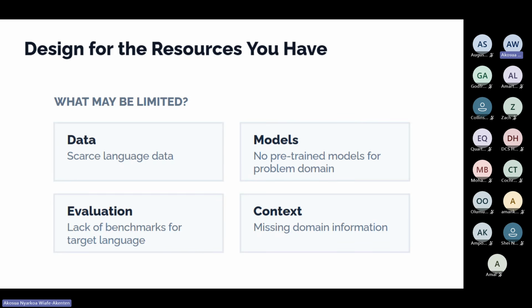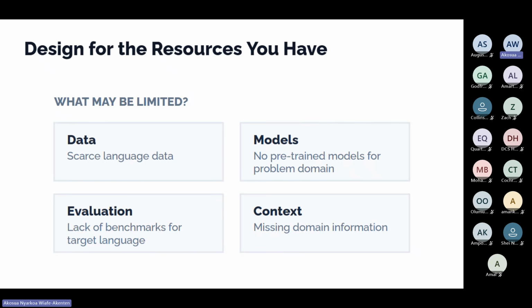Then the second aspect is models. For some languages or specialized domains, there may not be a very good pre-trained model available. For example, you may find that many models perform well in English, but there will be few models that perform well in a particular targeted Ghanaian language. This would affect the choices that you have available for your solution, so you need to have this considered very well.